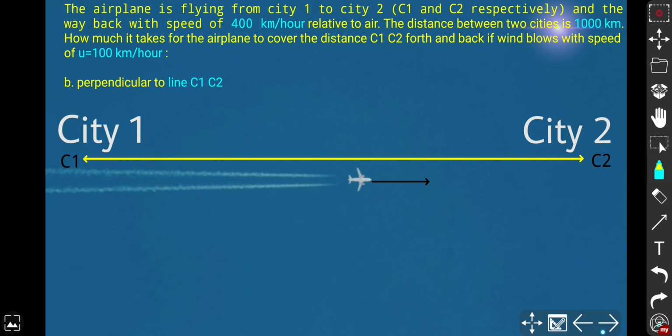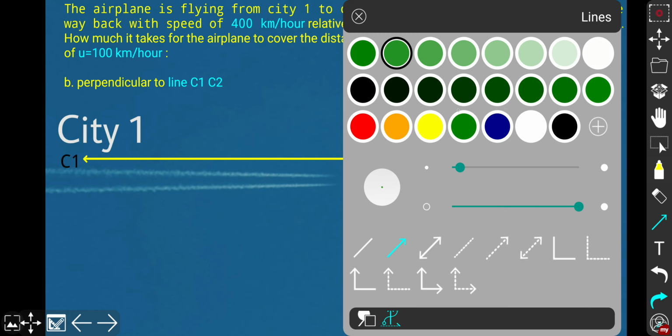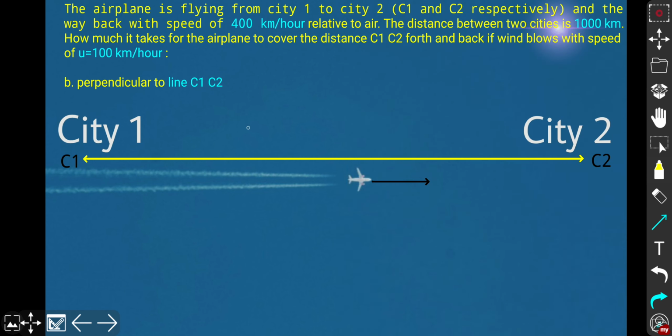Let's move to problem B, where the question requires that the wind blow perpendicular to line C1, C2. So we marked the speed of the wind perpendicular to line C1, C2. So let's set up, let's mark it like this. This is going to be U, the wind, alright? So that's the speed of wind U.